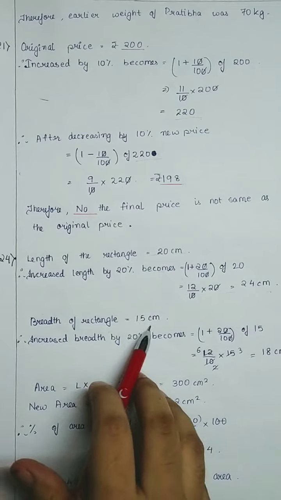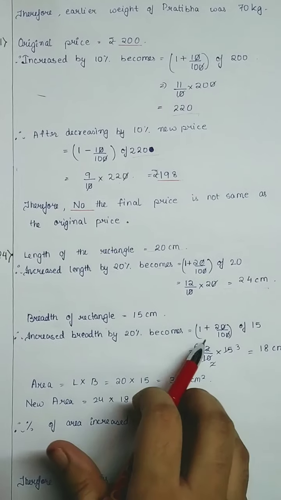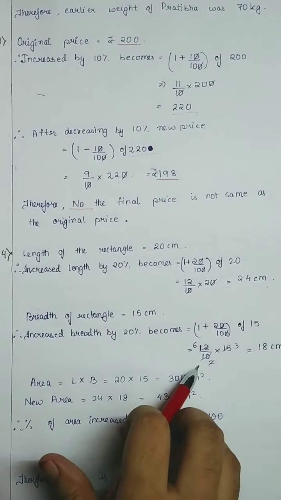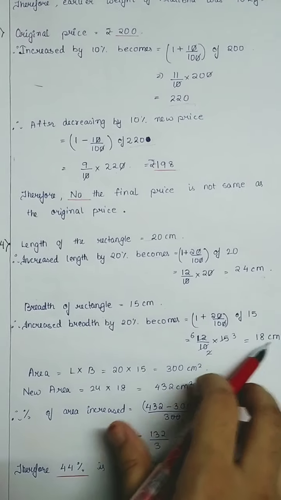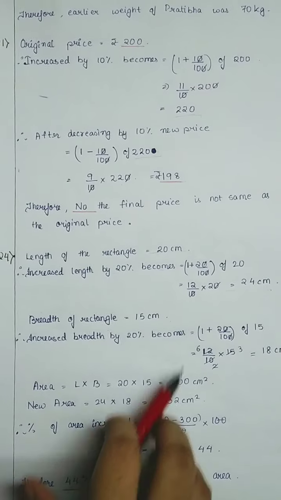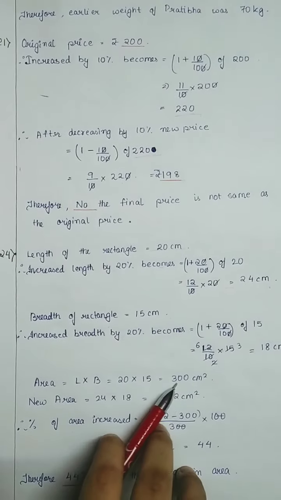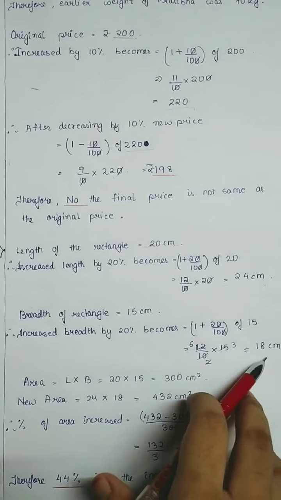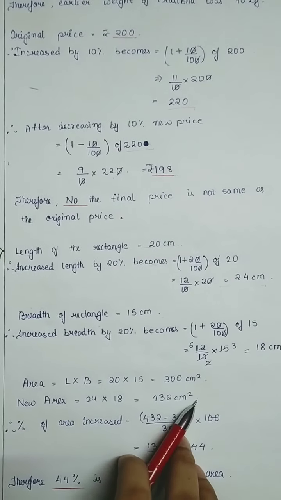Now the breadth of the rectangle was 15 centimeter. Again we are increasing by 20%, means 1 plus 20 by 100 of 15, that is equal to 12 by 10 into 15, that is 18 centimeter. So this 15 has become 18 now. So earlier the area was 20 into 15, that is equal to 300, and the new area has become 24 into 18, that is 432 centimeter square.